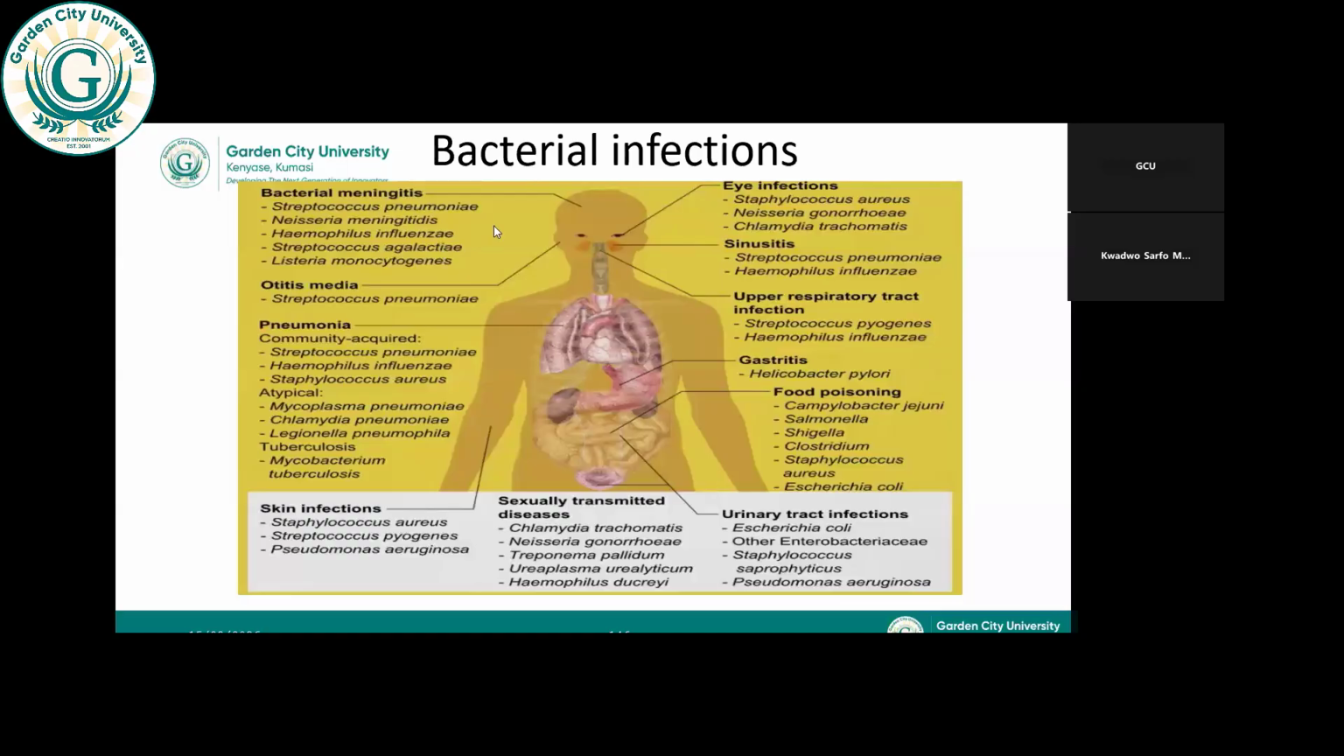To have infections of the eye caused by Staph aureus, Neisseria. So Neisseria can cause meningitis and also cause eye infections. Chlamydia. You can also have sinusitis, sinuses caused by Streptococcus pneumoniae, Haemophilus influenzae. Upper respiratory tract infection caused by Streptococcus pyogenes, Haemophilus influenzae. You have gastritis caused by several bacteria, depending on what you ingest that is contaminated. E. coli.